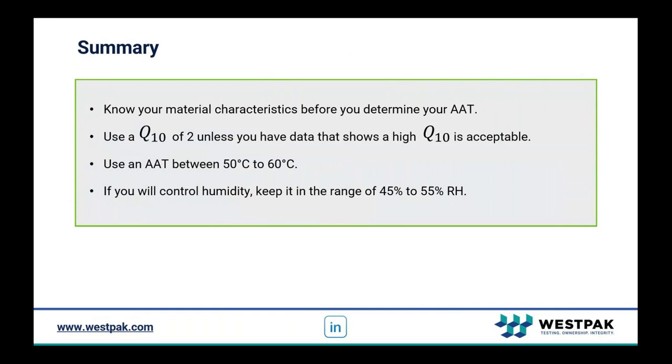If you don't know those characteristics, use a Q10 of 2. Because if you don't, when you get to your submissions, you're going to have to write a justification of why you chose something different. And you want to use an accelerated aging temperature as recommended by the standard, between 50 degrees C and 60 degrees C. If you're going to control humidity, use the standard recommended 45 to 55% relative humidity.